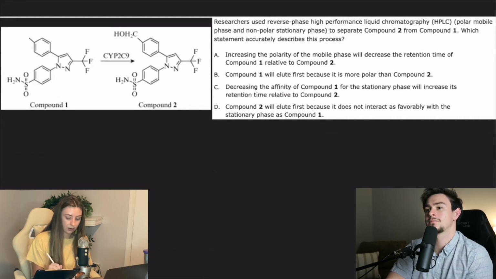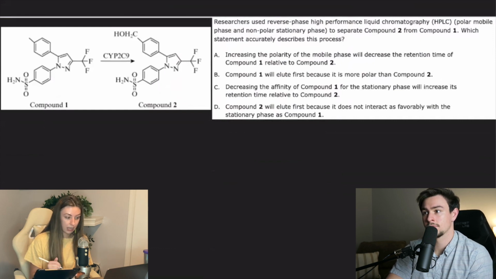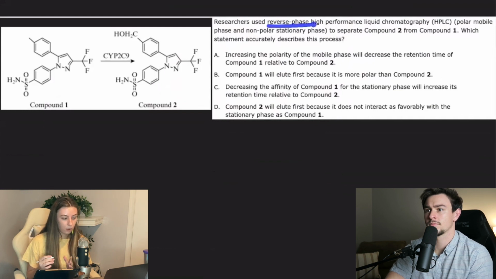Okay. It says researchers use reverse phase high performance liquid chromatography, polar mobile phase and non-polar stationary phase, to separate compound 2 from compound 1. Which statement accurately describes this process? Okay, so a couple things. We got reverse phase, so it tells me that my mobile phase is polar and my stationary phase is non-polar.